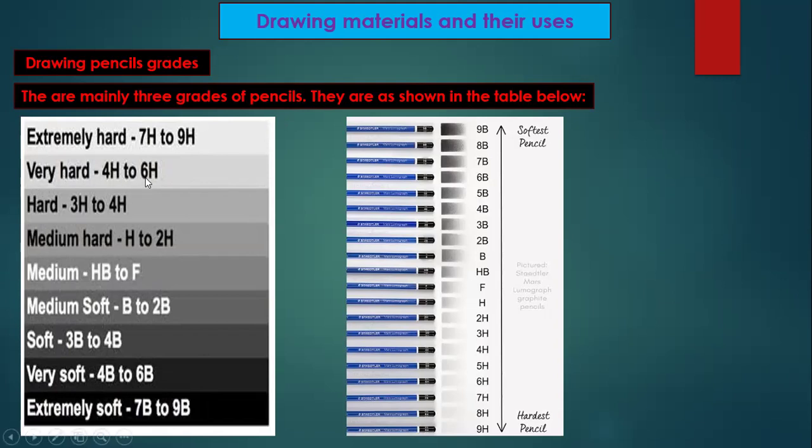4H to 6H. They are very hard. Then 3H to 4H, they are hard. And H to 2H, they are medium hard. Then we have HB to F, they are medium. B to 2B, medium soft. 3B to 4B, soft. And 4B to 6B, very soft. And 7B to 9B, they're extremely soft. So these are the various grades of drawing pencil. And then you can look at what we have here in this diagram.